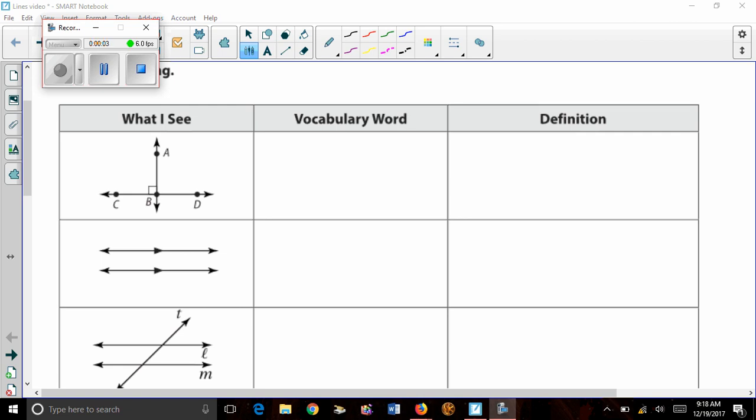Chapter 5, Lesson 1. This lesson focuses in on lines. Let's first focus in on some definitions and some vocabulary.